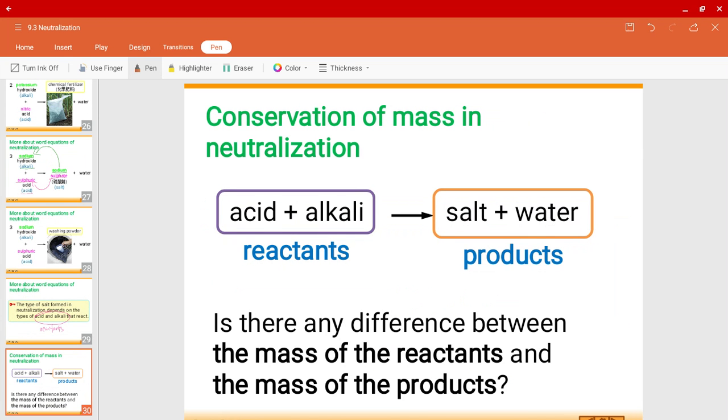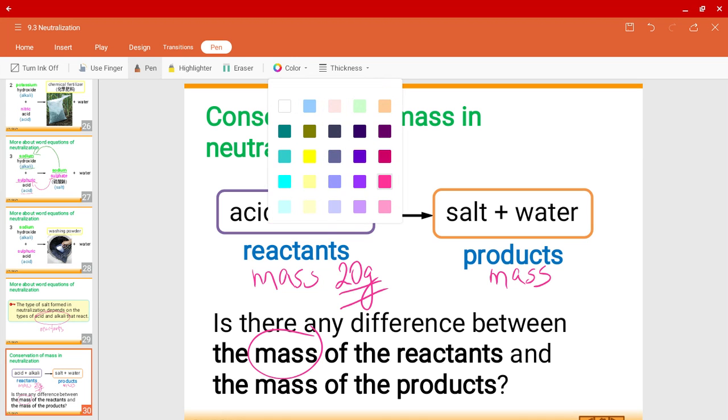Now let me introduce to you what is conservation of mass. So you may ask me, Mr. Harris, when I react the acid and alkali, is there any difference between the mass in the beginning and the mass at the end of the reaction? Say for example, in the beginning I used 20 grams. How about at the end of the reaction?